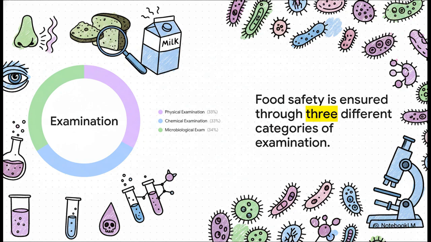You know, when we're deciding if food is good, most of us just use our eyes and nose, right? That's physical examination. If milk smells sour, we toss it. But in the food industry, that's not nearly enough. They also do chemical examination to look for things like toxins. And of course, what we've been talking about this whole time, microbiological examination. That's the only way to see the invisible world of bacteria and fungi we've been discussing.